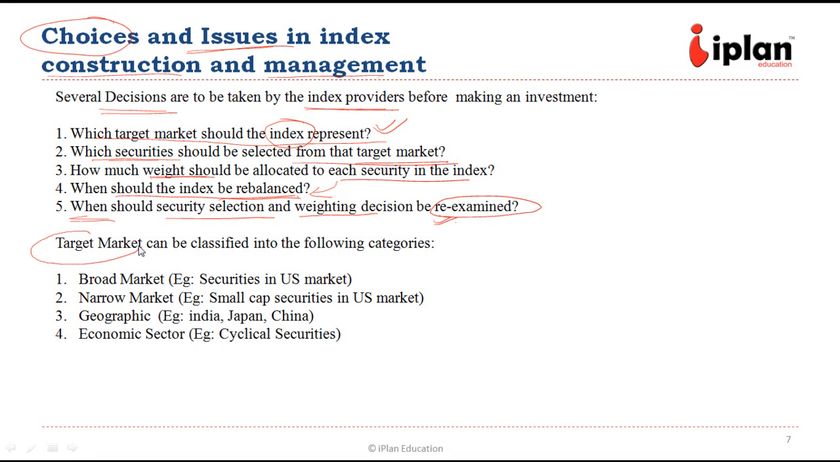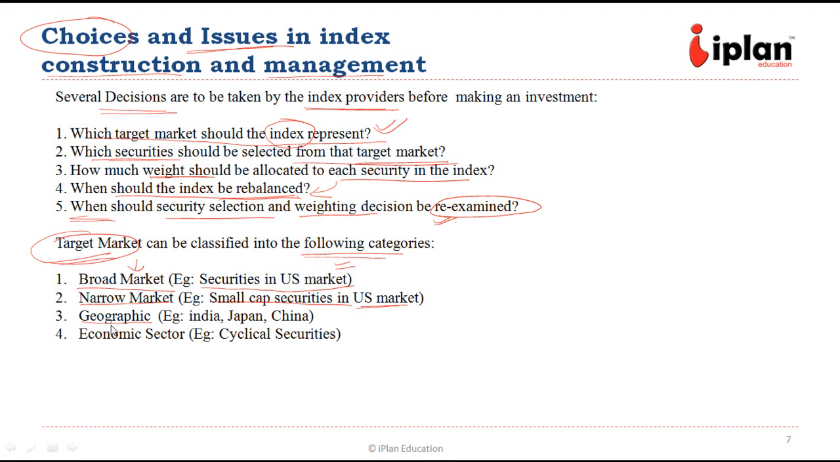Now this target market can be classified into these 4 categories. It could be a broad market where the index is covering all the securities in the US market. It could be a narrow market. For example, small cap securities in the US market, covering only small cap securities. So it is a narrow market index.